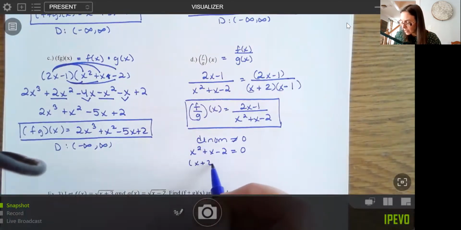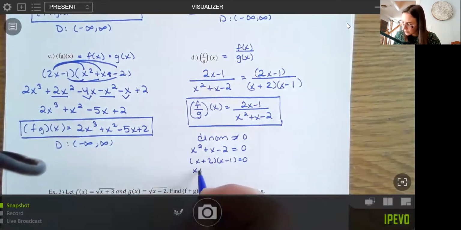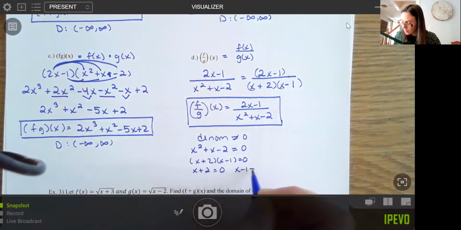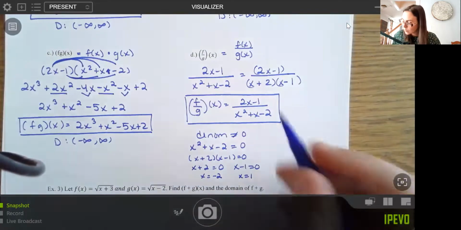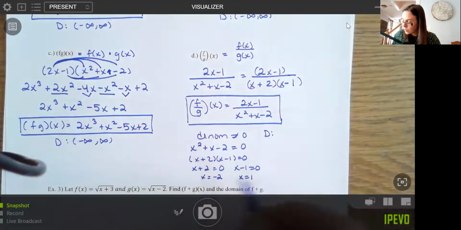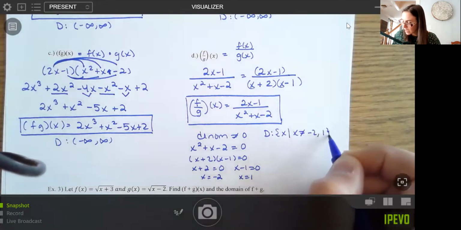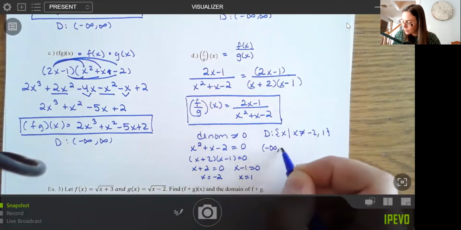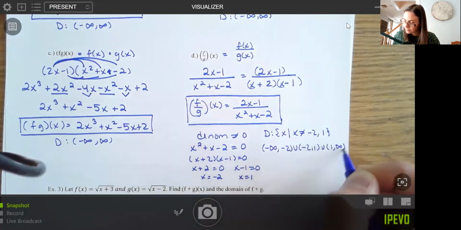And I already factored it up here. So I can set my two factors equal to 0 and solve. And in this case, I get -2. And in this case, I get 1. So remember, these are going to be our bad values. So for our domain here, we're going to exclude these values. And I can write it as negative infinity to -2, -2 to 1, and then 1 to infinity.